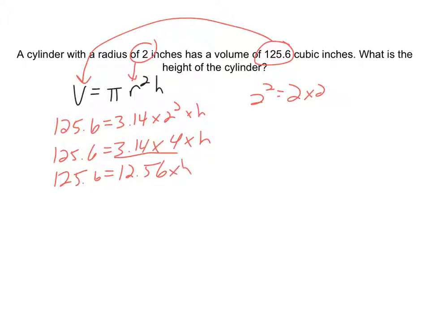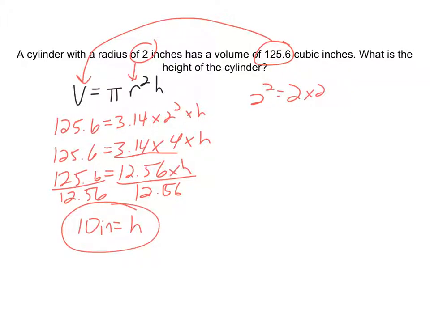And then from here, this turns into a one-step equation where I'm multiplying on the right here. So to undo that, I divide. So I'm going to divide both sides by 12.56. And when I do that, I get that my height is 10. And since we have inches as our label, it'll be 10 inches for a height.